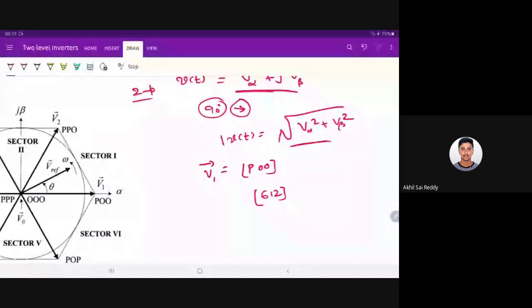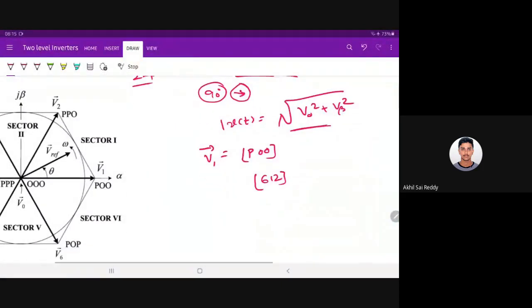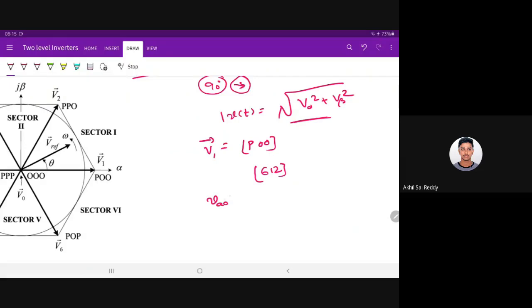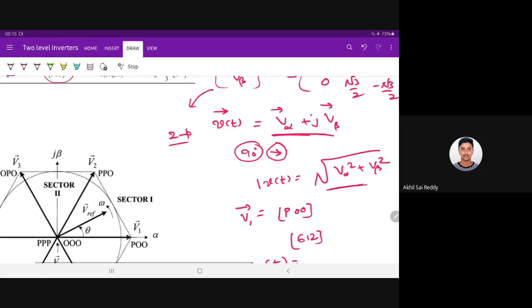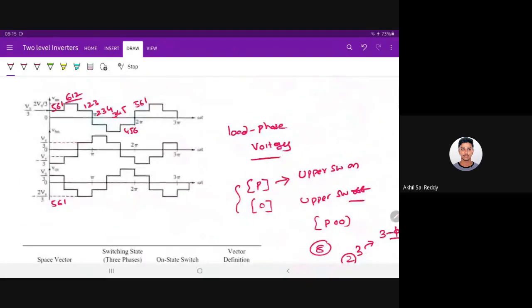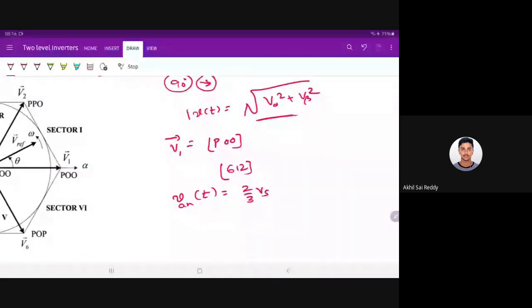So when you have this switching state, what is the pole voltage VA0, or this line voltage VAN? How is VAN defined? This is state one. At this time, this voltage is 2 by 3 Vs. At the same time, the B phase voltage is minus Vs by 3, and this voltage is also minus Vs by 3. Substitute this one. So this is 2 by 3 Vs, VBN is minus 1 by 3 Vs, and VCN is minus 1 by 3 Vs.